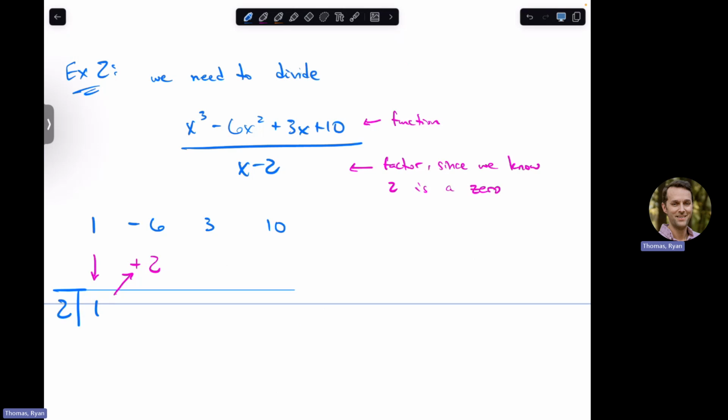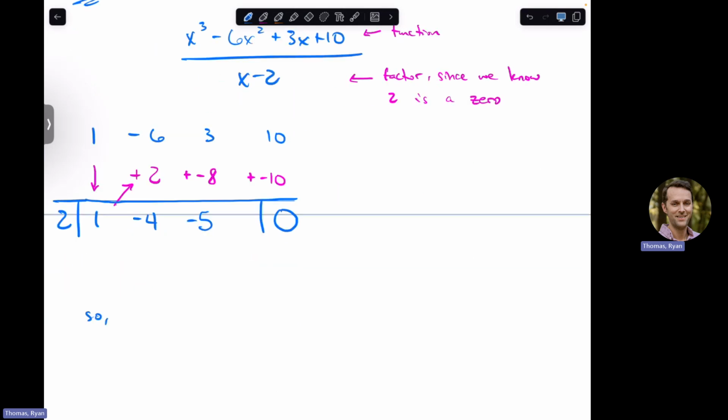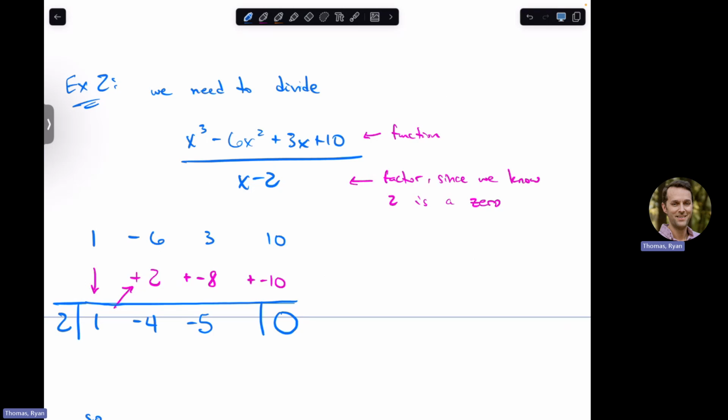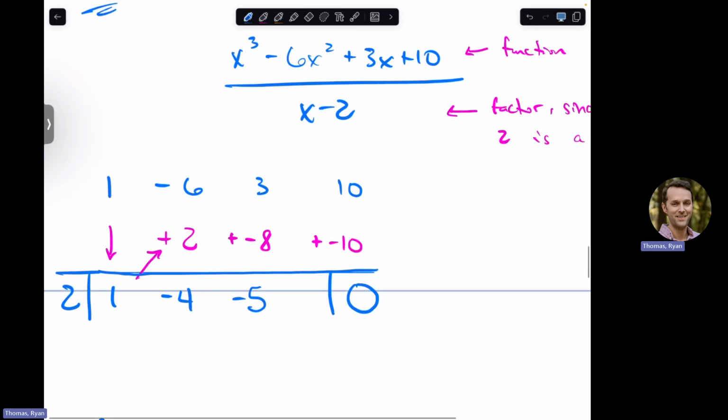So I'll pause for a minute and let y'all continue. Okay, did you get that? 1, -4, -5, and then 0 in the last position. Okay, cool. What does that mean?